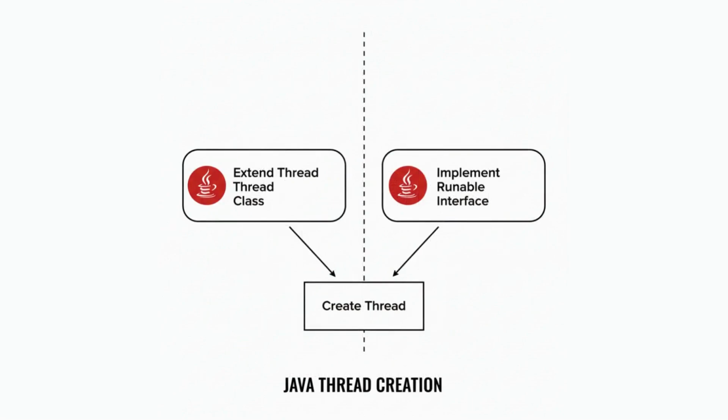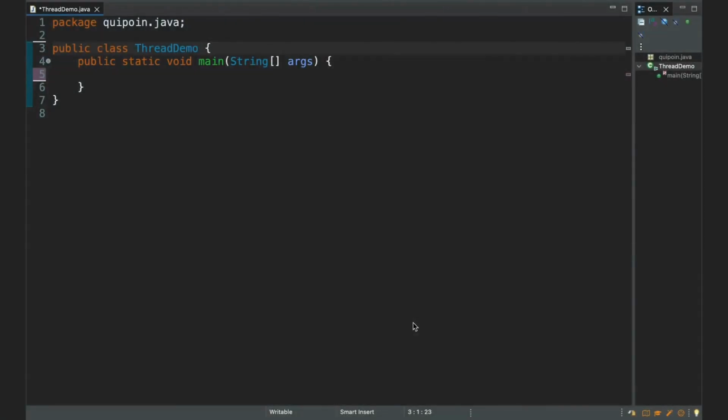Now, threads can be created in two ways. Java gives us two approaches. First, by extending the Thread class, and second, by implementing the Runnable interface. Now, let's see both of them one by one. Here I will directly paste the code to avoid extra time. So, let's write.